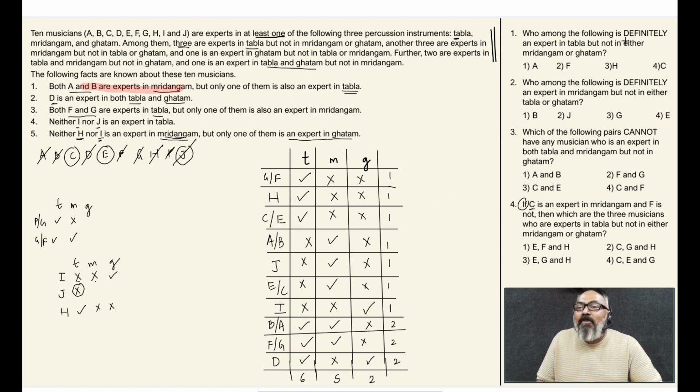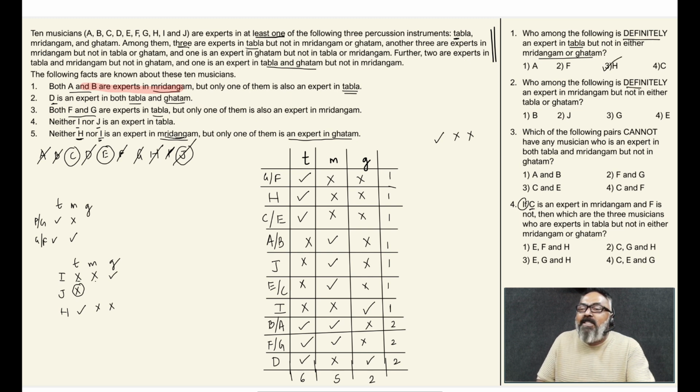Let's start. Who among the following is definitely an expert in tabla but not in mridangam or ghatam? Tick cross cross. What we know for sure. Who is a fellow that we know for sure? H has got a tick cross cross. We know it is H. Oh, 3 marks. So is A.